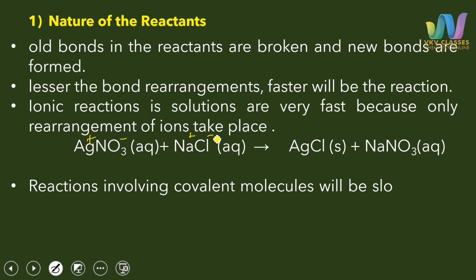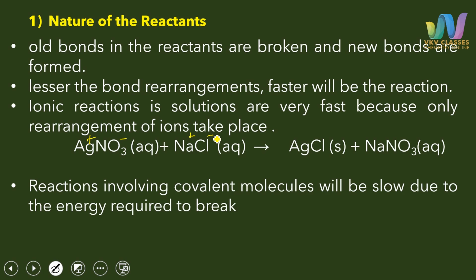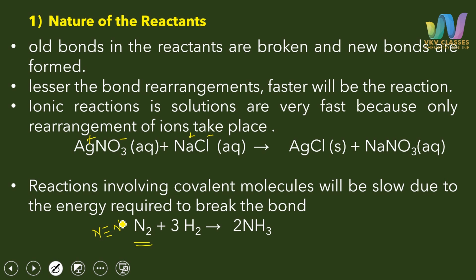Reactions involving covalent molecules will be rather slow due to the energy requirement for breaking the bonds. For example, nitrogen combines with hydrogen forming ammonia. During this process, first the triple bond in the nitrogen molecule has to be broken, and the bond between hydrogen atoms is broken and new N-H bonds are formed. Since energy is involved in the breaking of bonds, this reaction will be rather a slow process.